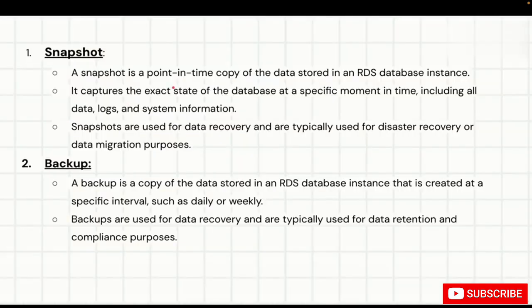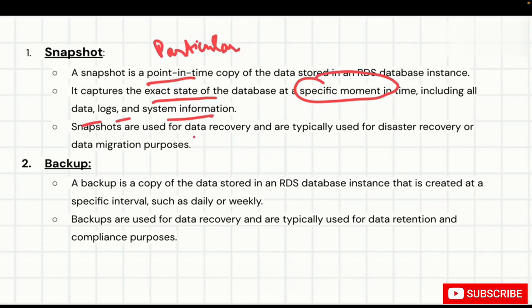So basically, a snapshot is a point in time. It's like a photo taken of the database at a particular period of time. So it's a point-in-time copy of data stored in the RDS instance. When you want the current, particular moment of time, you are going to opt for the snapshot. It captures the exact state of the data at a specific moment in time. This is the key important aspect. It includes all data, logs, and system configuration. And it is used for data recovery, typically for disaster recovery and data migration processes.